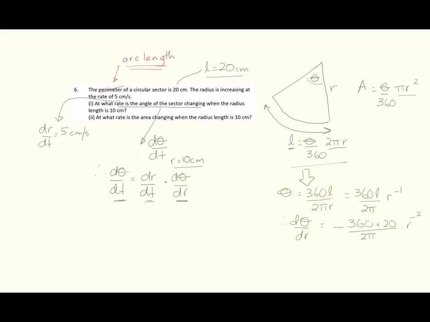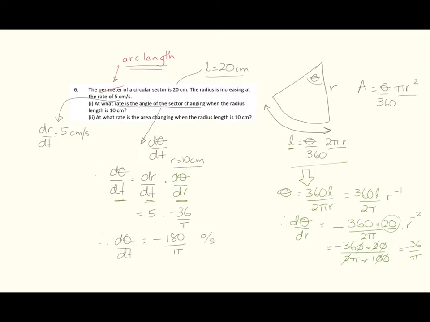So the angle is actually decreasing, and that's because the arc length has to stay the same, we were told it had to be 20. So if the radius is increasing, this sector must be actually getting narrower. So now we come back and we just finish off the chain rule. So we get minus 180 pi degrees per second as d theta dt.